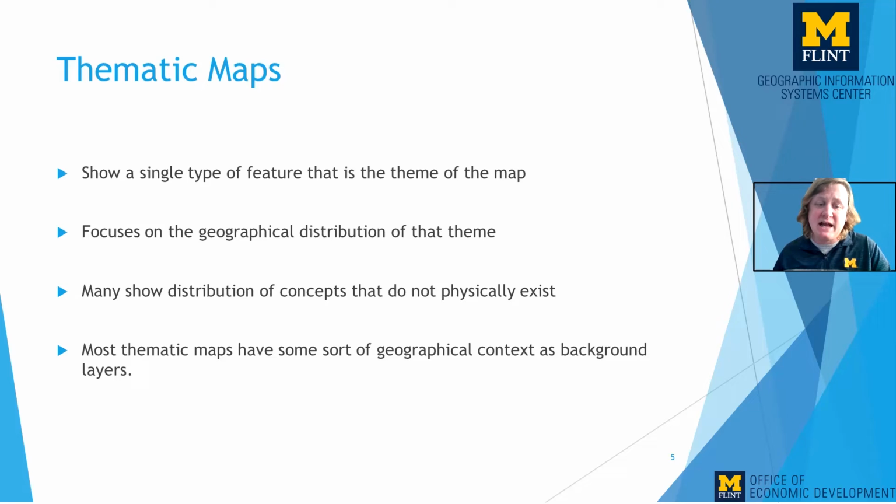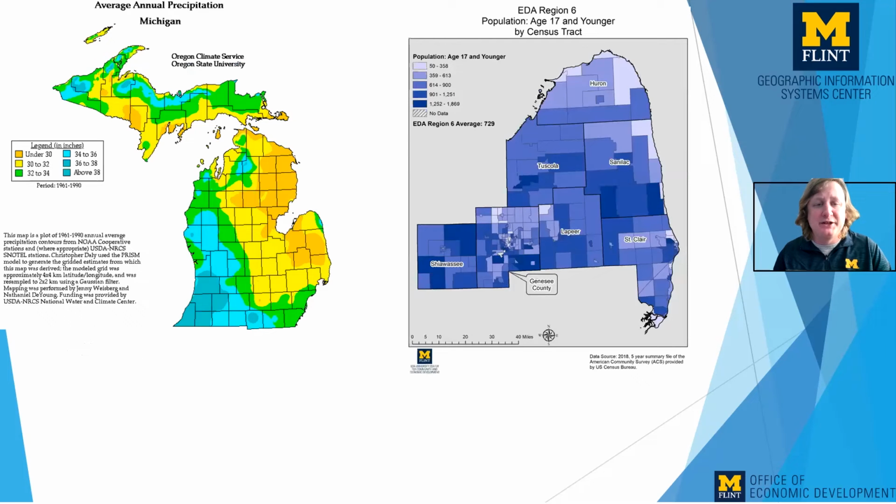But you're able to use a thematic map to geographically represent that data. And a lot of thematic maps have some sort of geographical context to give you that background information. So for example, these two maps show precipitation in Michigan and also youth population of the Thumb region within Michigan. And both have counties as that background or backdrop to give you the spatial context to understand what's being shown.